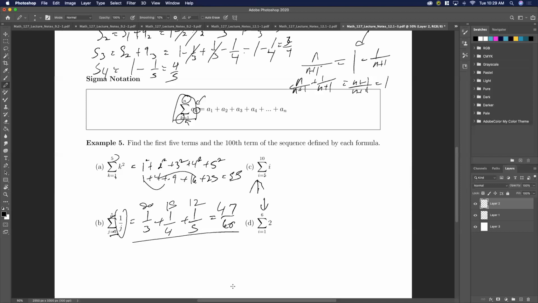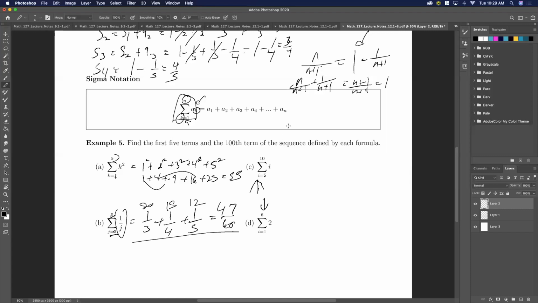Yeah. Fix my chair. 45 for C. Yes. And 12 for D. Is D just 2? Almost.